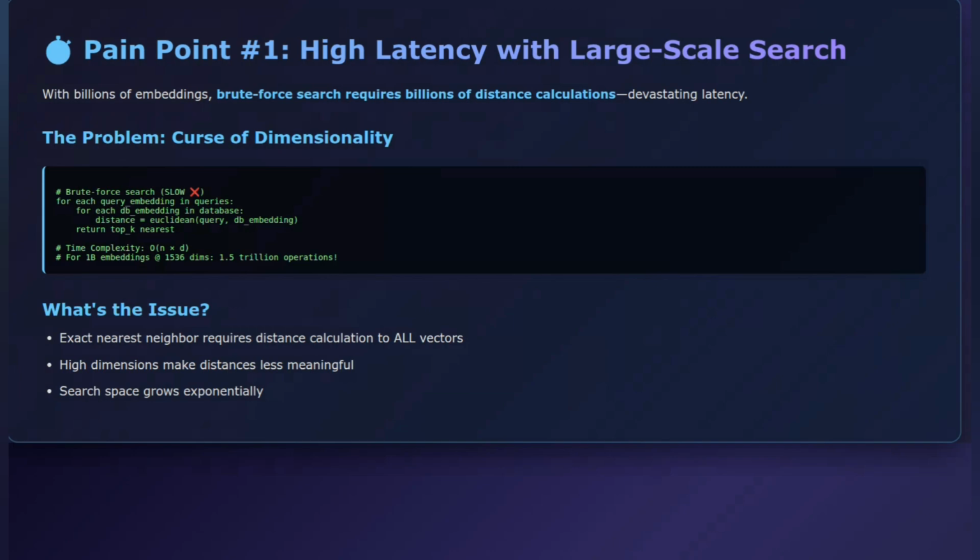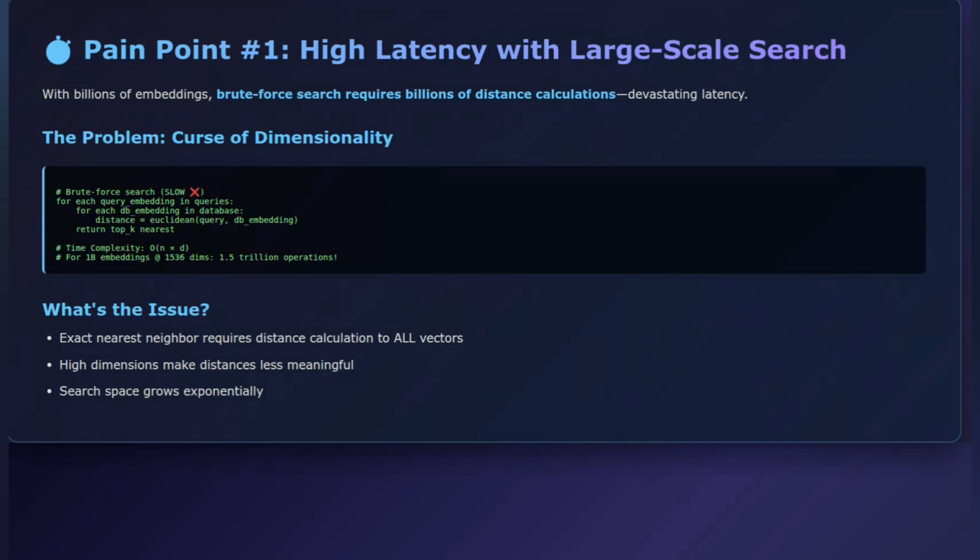This is the curse of dimensionality. As dimensions increase, distances become less meaningful. Every vector is equally far from every other vector in high-dimensional space. Your search space explodes exponentially.